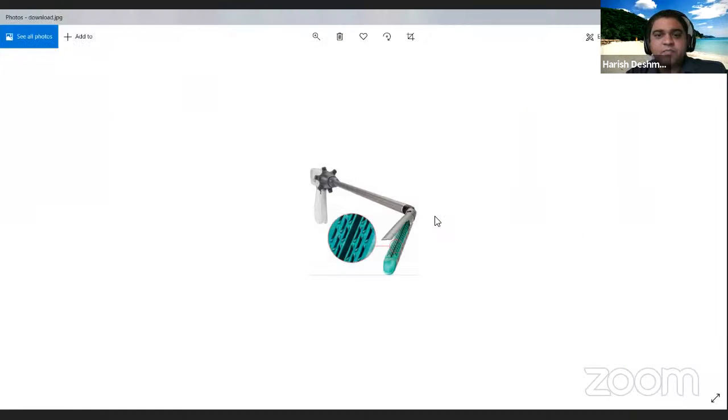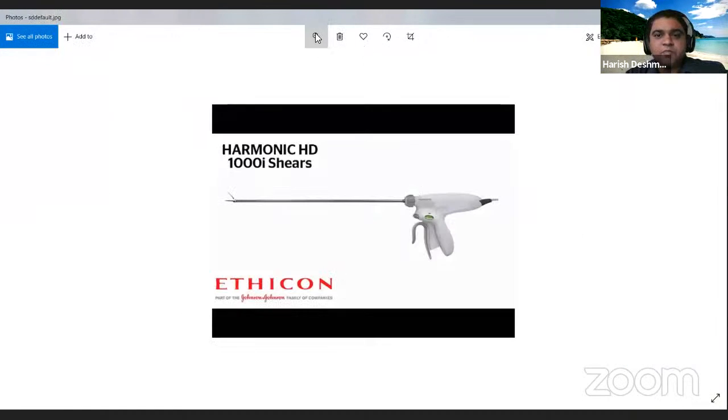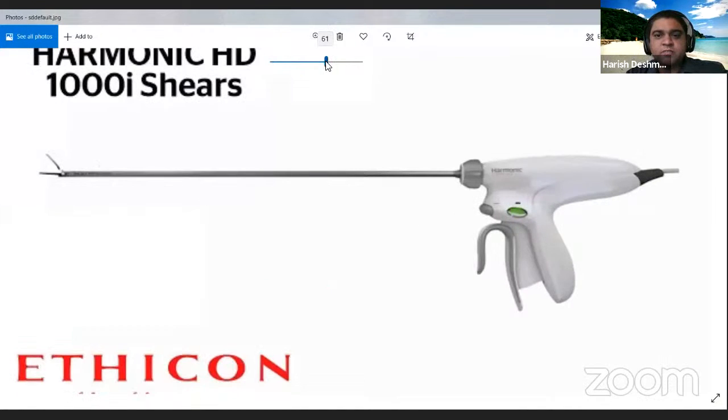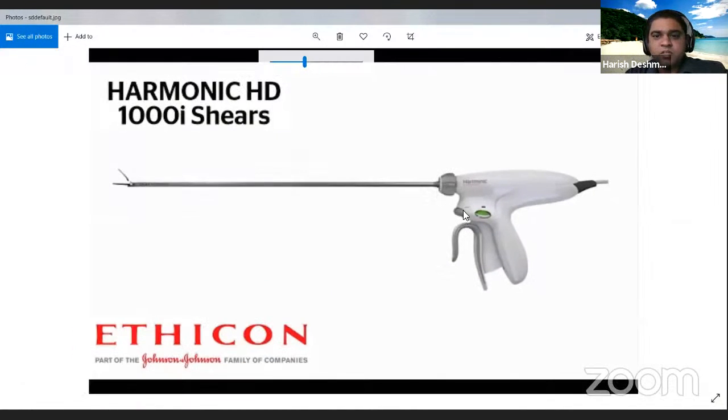If you see, compared to regular harmonic, where you used to have two switches, one minimum and one maximum, in this there is no minimum or maximum. There are two power levels. One is called advanced hemostasis mode, which will give you straightforward 7 mm vessel sealing capability. And the second is for your regular dissection.